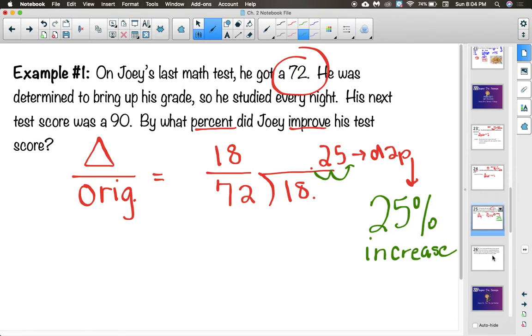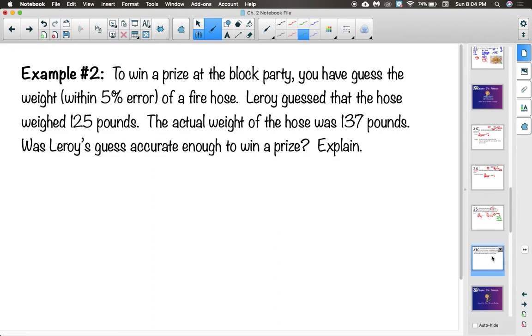All right. Last one, this is an example of percent error. We know this because it talks about error in the problem, so let's take a look. It says, example number 2, to win a prize at the block party, you have to guess the weight within 5% error of a fire hose. So you walk up to this fire hose and you guess how much it weighs. Leroy guessed that the hose weighed 125 pounds. The actual weight of the hose was 137 pounds. Was Leroy's guess accurate enough to win a prize? Okay, so basically we're trying to see if Leroy was within a 5% error of the actual weight of the hose. So this is a percent error problem.